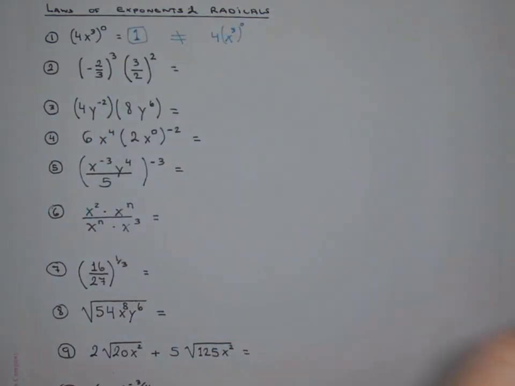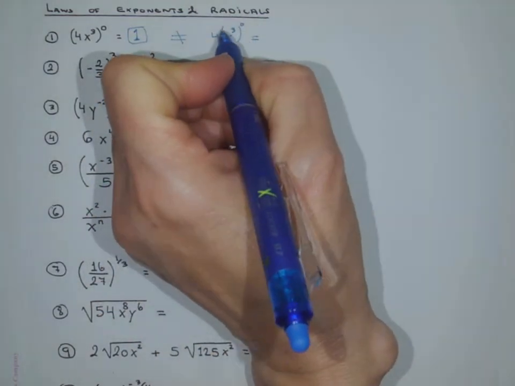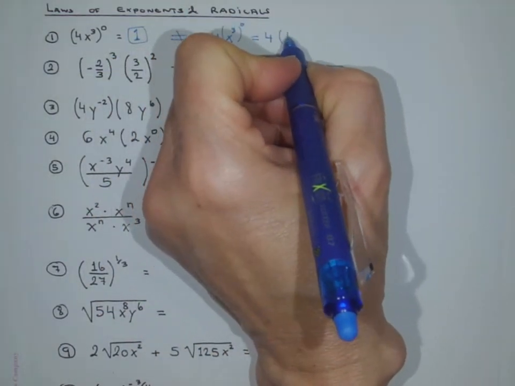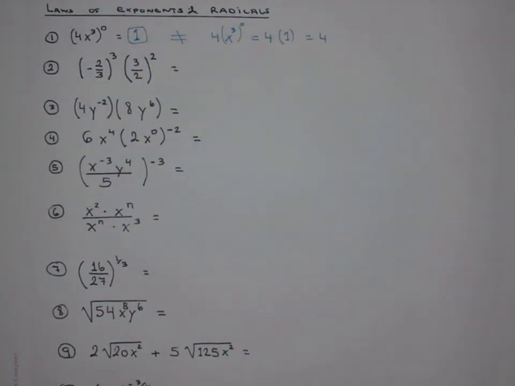It will be different if this were 4 times x cubed to the 0 power, right? Because here only the x cubed is to the 0 power, and so that will go 4 times 1, which will be 4. So those are not the same thing, right? Not to be confused.